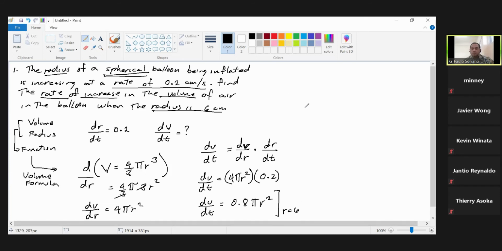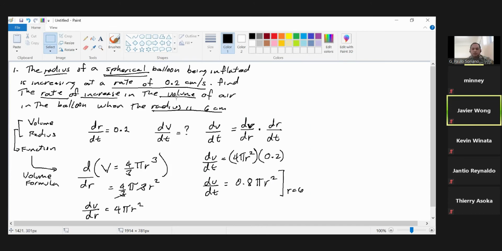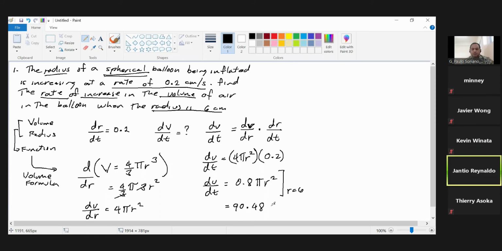So what do we get? In decimal, please, easier to understand. I got 90.48. Yes, 90.48. And do not forget your units, because this one is now using two different units. So what is this? Volume, centimeter cubed over time, second. Correct.